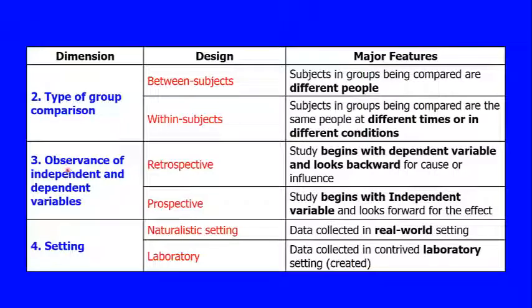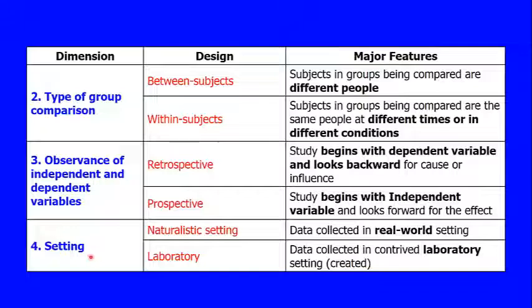The third important dimension is the observance, retrospective or prospective. Retrospective means that you have a certain outcome and you are looking for the cause in the past. In the prospective, you start with the independent variable or the exposure, and you follow your patients forward to see what will happen in the future, or how the dependent variables will vary with time.